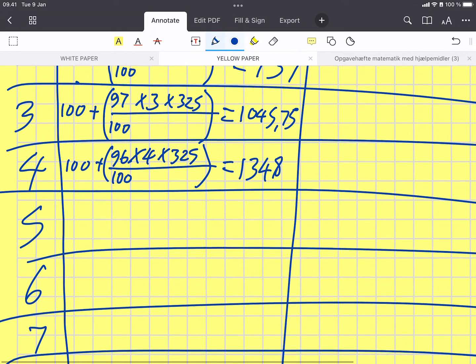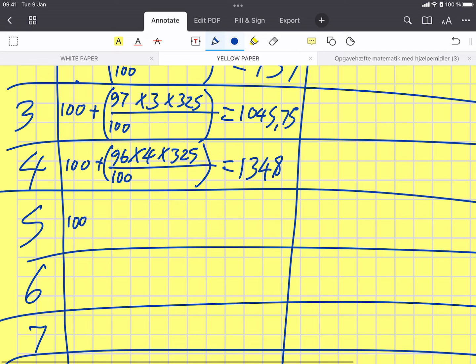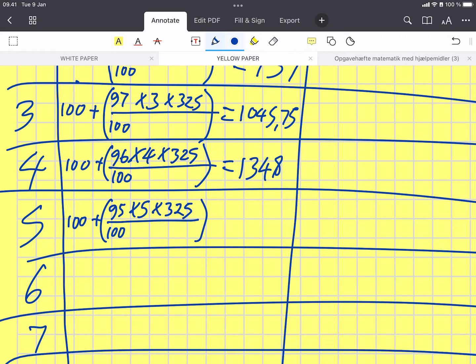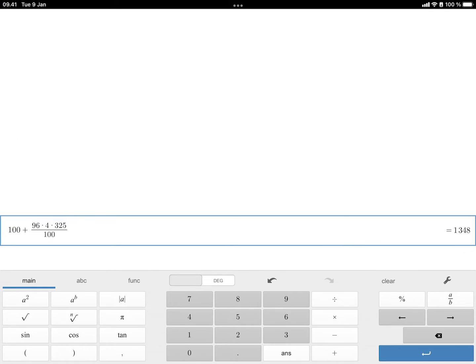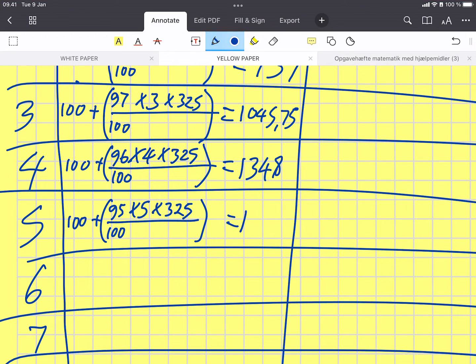5 nights, they're going to pay 100 for the card, plus they're going to pay 95% because of the 5% discount, times 5 because they're going to pay for 5 nights, times 325, and that comes to, well, let's just go back to the calculator and change the 96 to a 95, and change the 4 nights to 5 nights, and that comes to 1643.75.